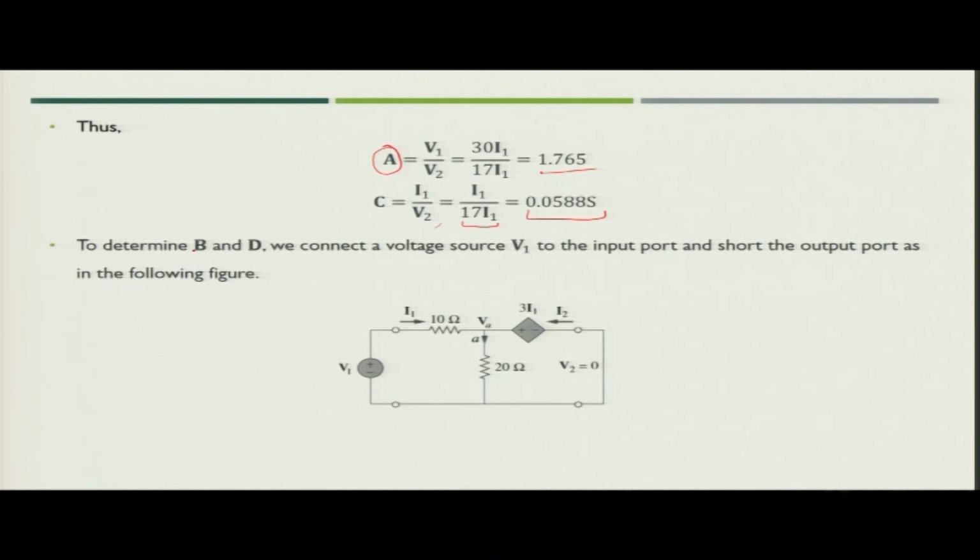Now, next we have found the value of A and C. Next we need to find out the value of B and D. So, for that what we have to do? We have to short circuit the output port and apply a voltage V1 in the input port and solve the equations. So, how you will solve?